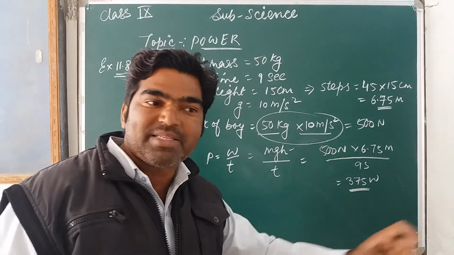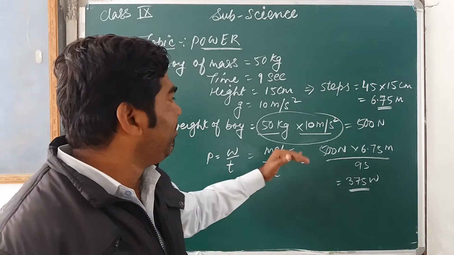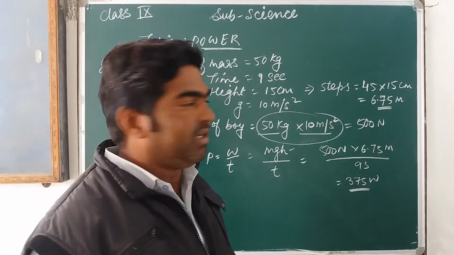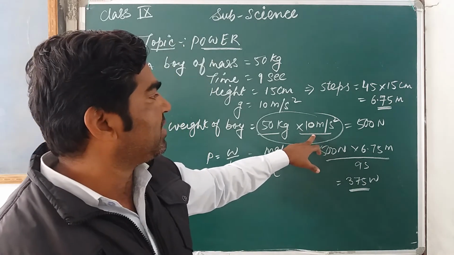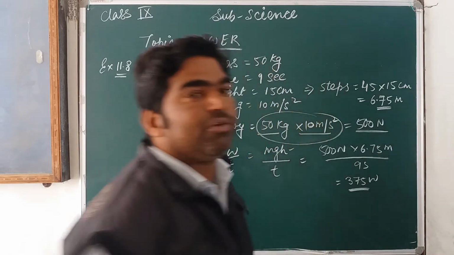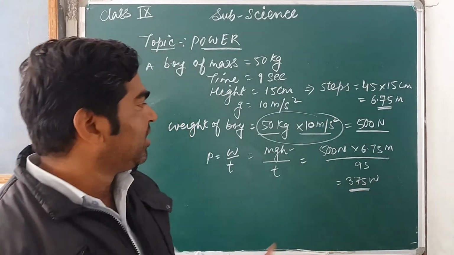Mass is another thing. Mass means the material thing, and weight means if we multiply it with the gravity. We multiply with 10 meter per second square, so it gives 500 Newton. So this 500 Newton is what? The weight of that boy.